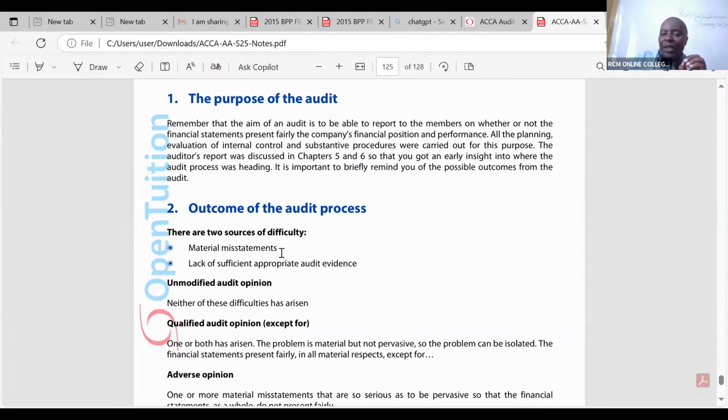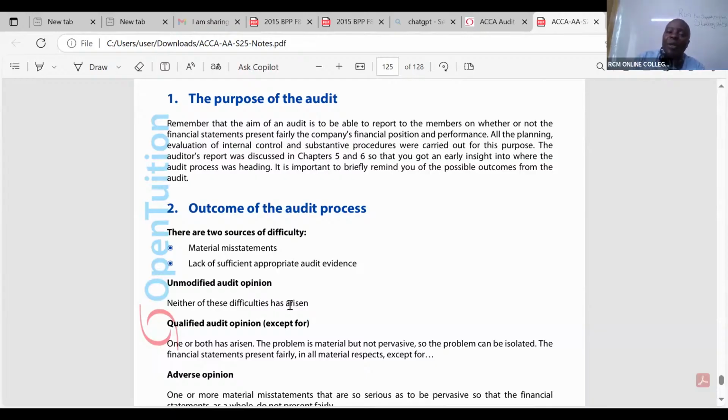So you've got two major difficulties. We have situations where the financial statements will be materially misstated, and then we may lack this evidence. So we start with the first opinion, unmodified audit opinion. Under unmodified audit opinion, neither of these difficulties has arisen. Here, ladies and gentlemen, the financial statements are fairly presented. There are no material misstatements. And this company was very supportive.